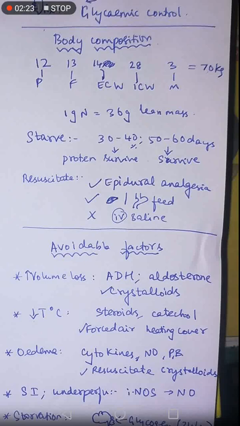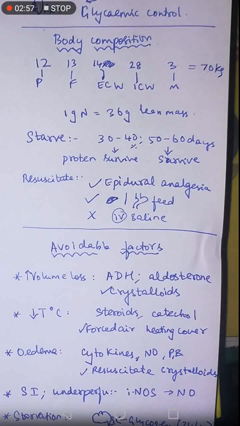Body composition. In an average 70 kg person, 12 kg is protein, 13 kg is fat, 14 kg is extracellular water, 28 kg is intracellular water, and 3 kg is minerals. If 1 gram of nitrogen is lost, it means 36 gram of lean mass is lost. Lean mass means the total mass of the body excluding the fat. For example, in a 70 kg person, 57 is the lean body mass excluding the 13. 70 minus 13 is 57.